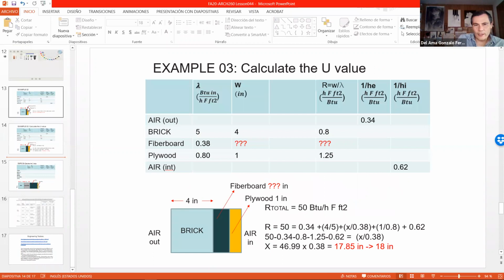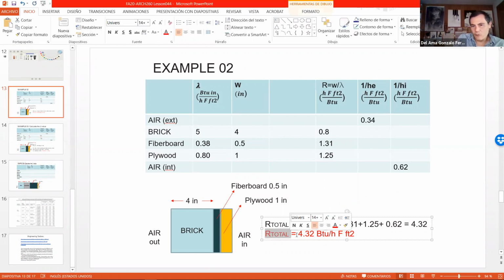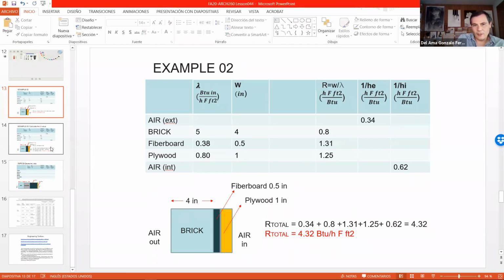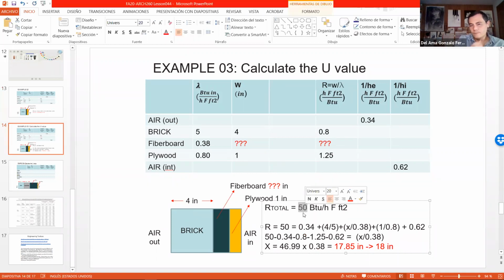Okay, so there are two ways to do this. First, we decide the thermal conductivity and the width or the thickness of different materials. We calculate the thermal resistance. But look at this, the thermal resistance is 4.32. Ridiculous. Because a good thermal resistance in cold climates has to be above 50.